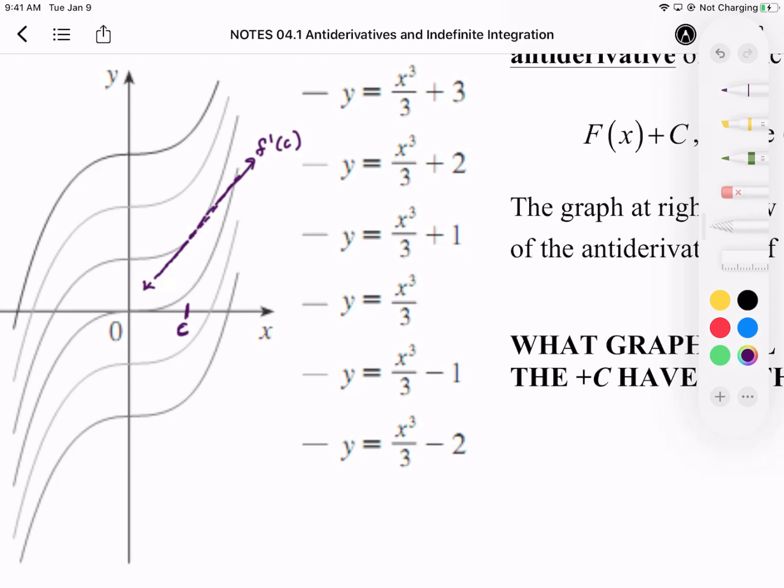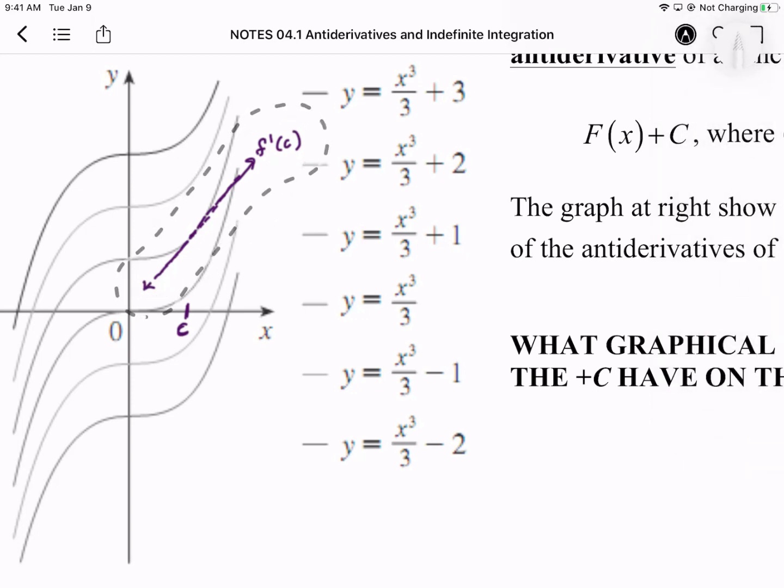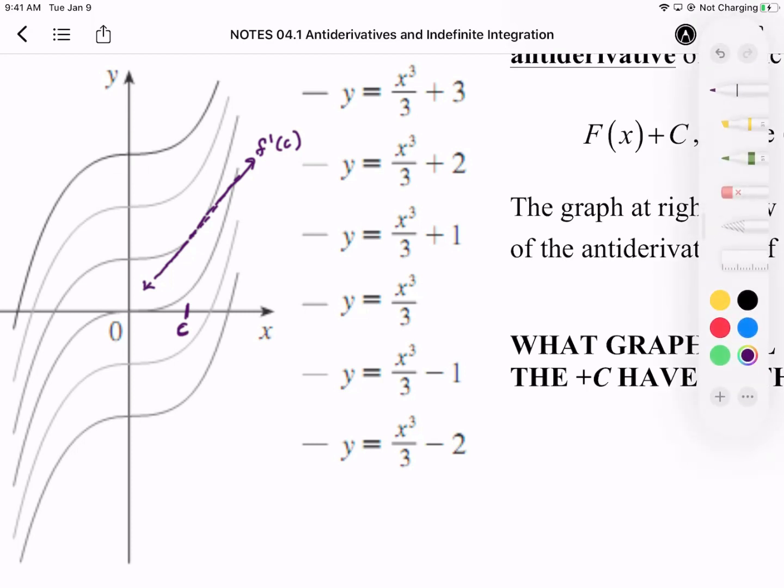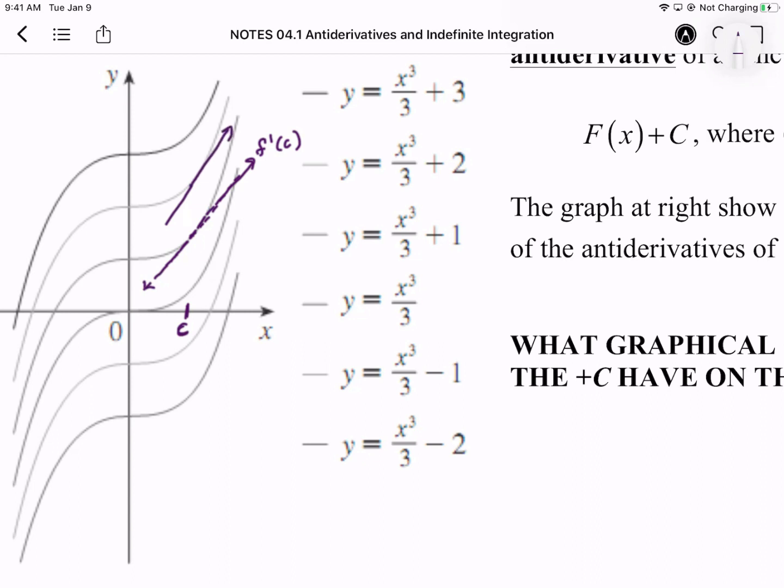But I could shift this tangent line up. If I shift it directly up, I would have the same tangent line right here. That's not a parallel line. So at this value c, they all have the same tangent line. It's just been shifted up.